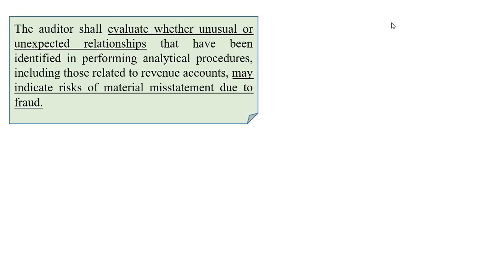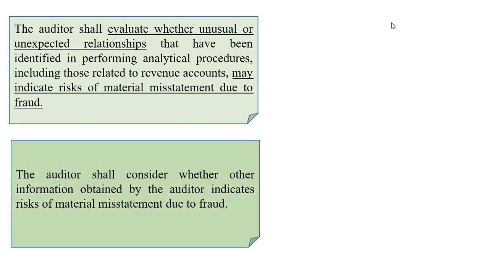The auditor shall evaluate whether unusual or unexpected relationships that have been identified in performing analytical procedures may indicate risk of material misstatements due to fraud. Also, the auditor shall consider whether other information obtained by the auditor indicates risk of material misstatement due to fraud.